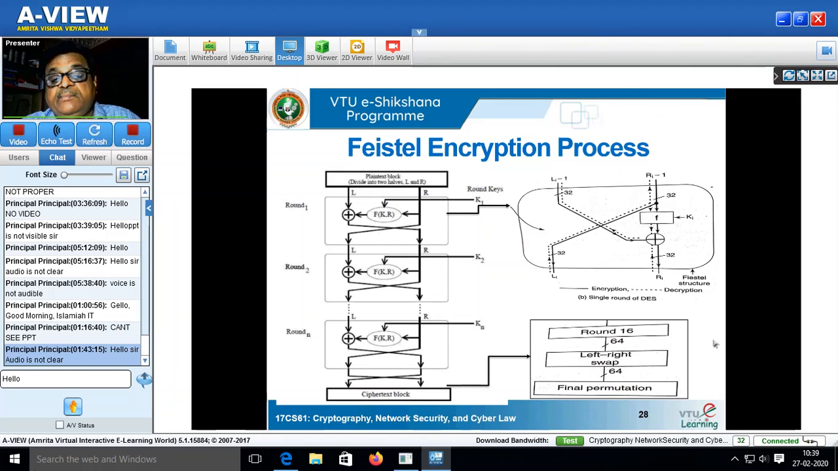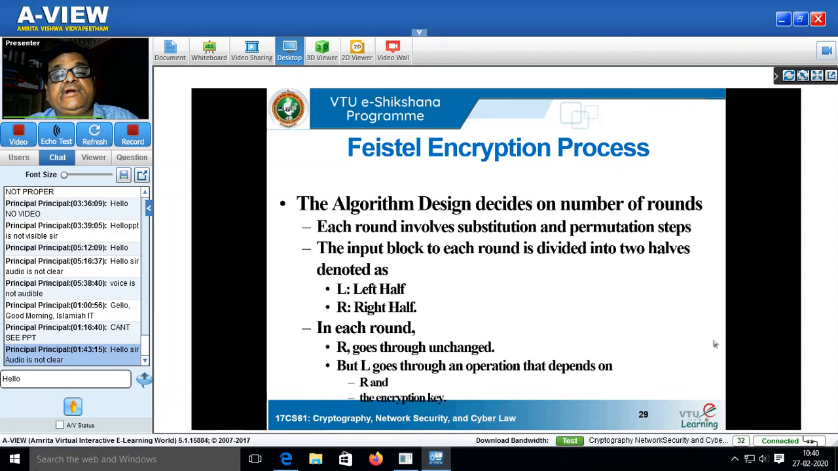So the left right swap becomes very crucial. Of these 64-bit combinations, finally we get the ciphertext. Whatever we get after 16 rounds is the encrypted text.